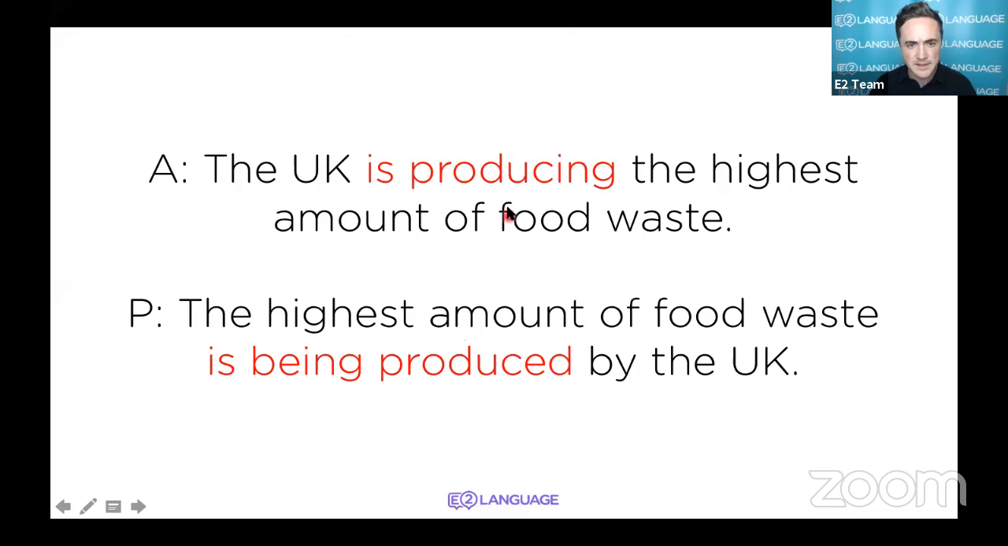This one's interesting because it's no longer produced, because it's the continuous producing, and then all of a sudden it's being produced. Whoa, this is a tricky one. So active: the UK is producing right now the highest amount of food waste. Passive: the highest amount of food waste is being produced by the UK. Same meaning, just different emphasis. This one emphasizes the UK, this one emphasizes the amount of food waste. The verb, this one's an active verb, this one's a passive verb.